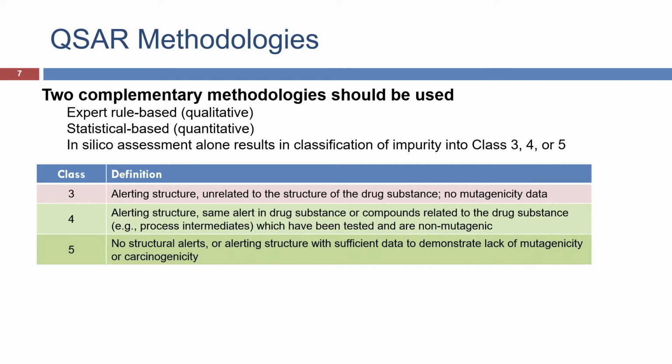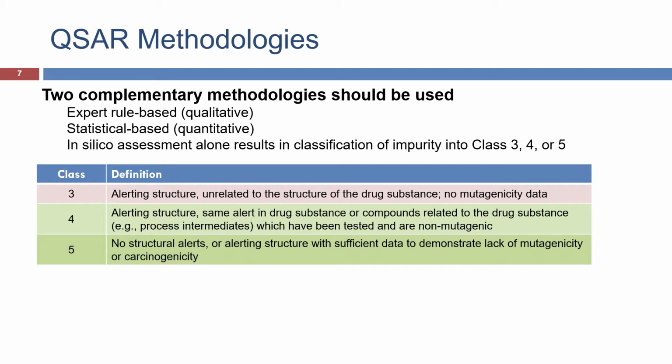In the case of the statistical based methodology, this is a quantitative methodology where the target compound itself is divided into substructures. These substructures then have a probability of being Ames positive based on an analysis of a training set of compounds with known mutagenicity. So based on these two complementary methodologies, the classification will place an impurity into class 3, 4, or 5.